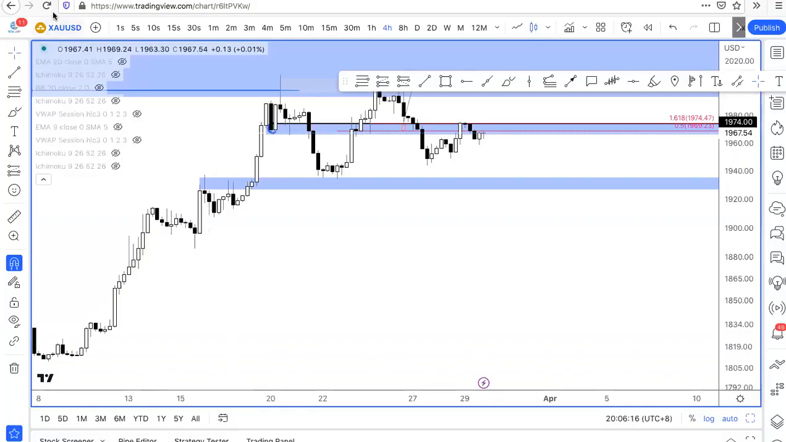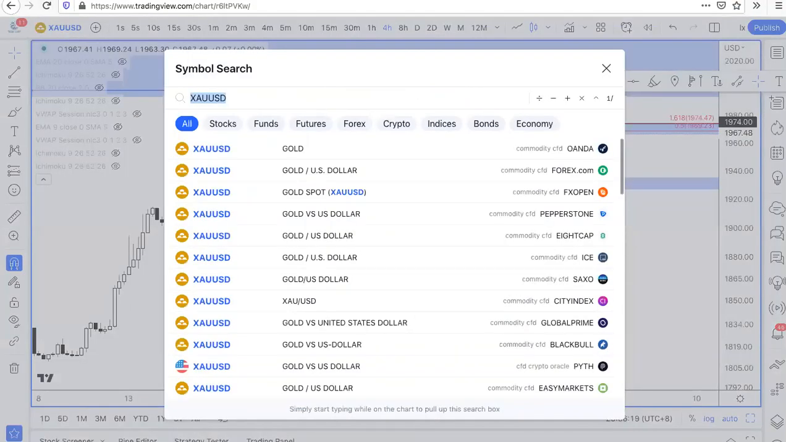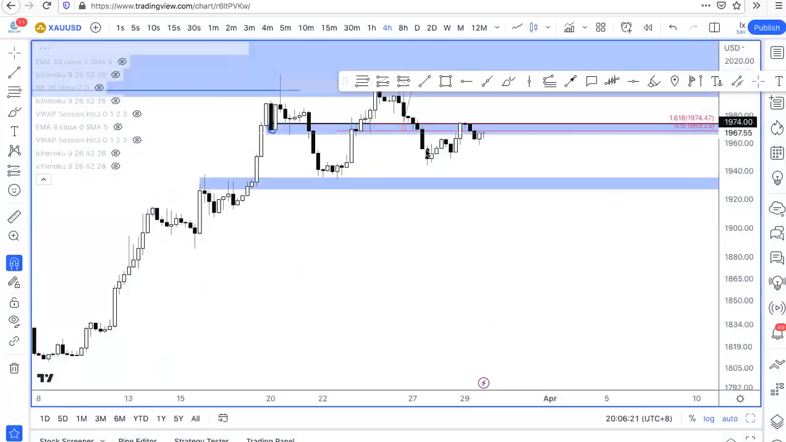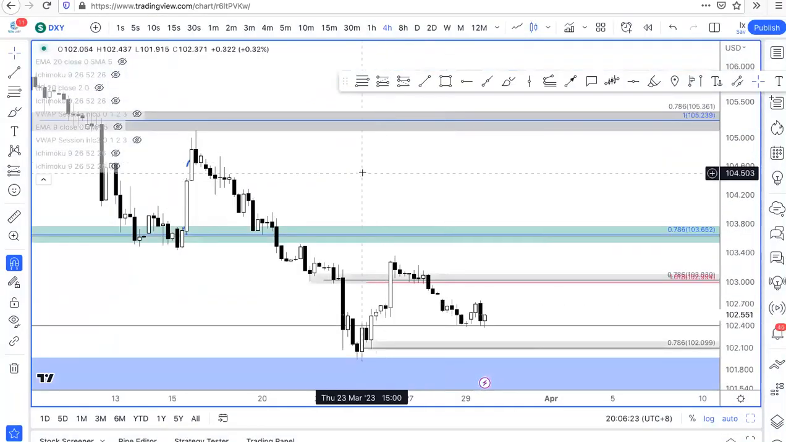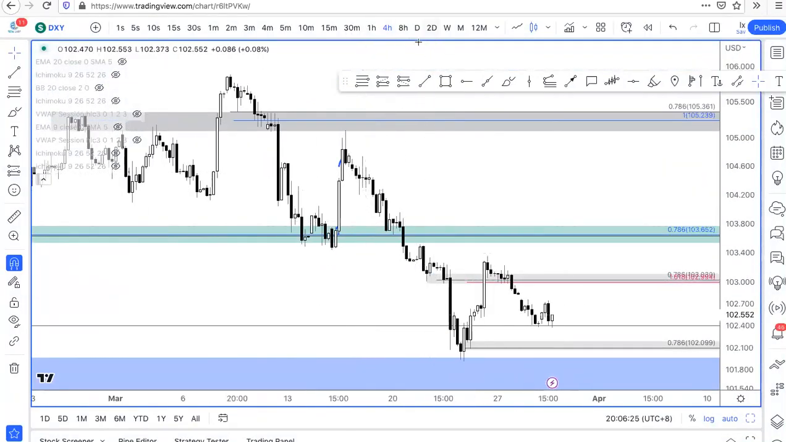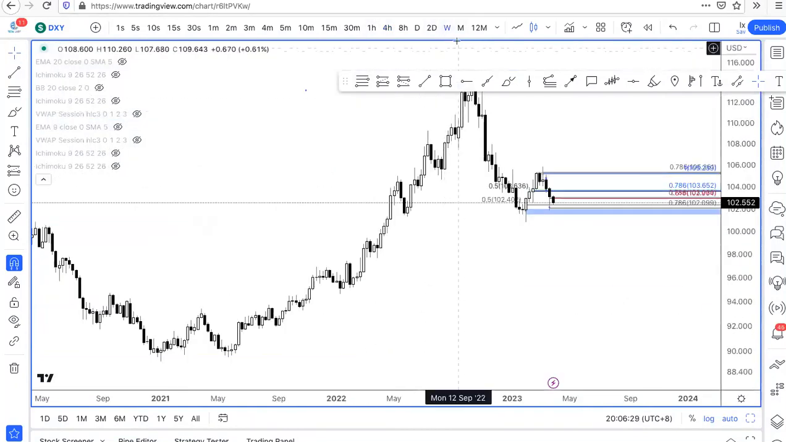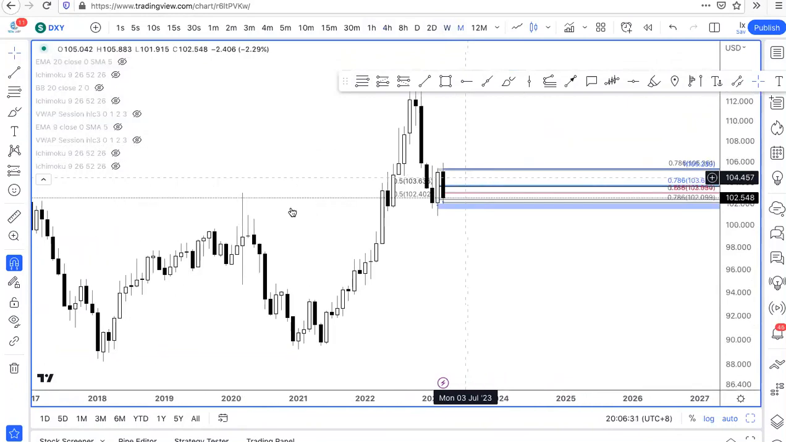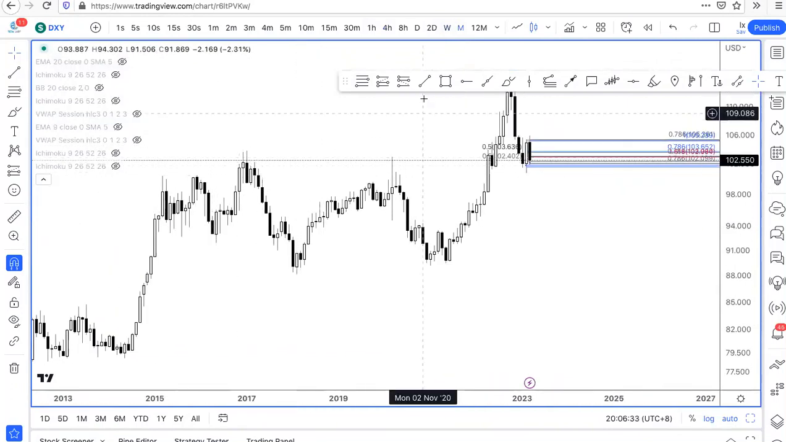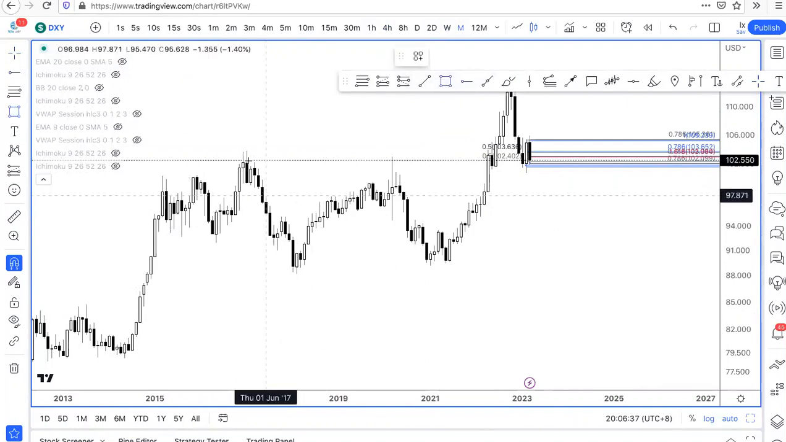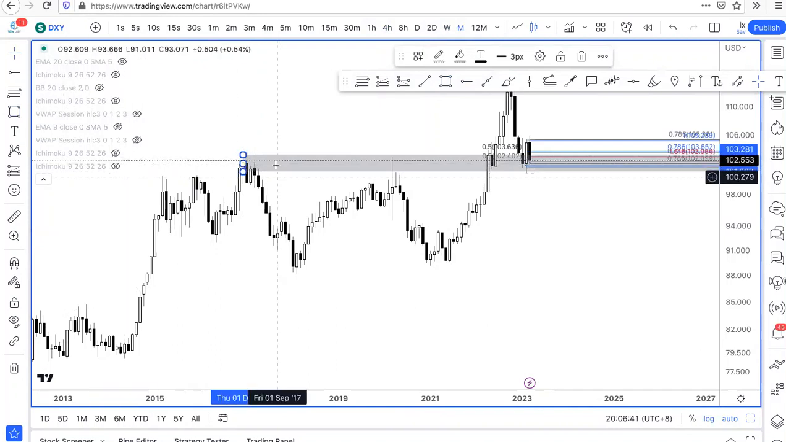Okay, so let's take a look at dollar index for a start. So for dollar index, you can see that prices are still hovering around this range. So let's start from our higher time frame first. So if we're on our monthly, you can see that prices are sitting on a key level. So if I were to just highlight this region, you can see that this was the previous support level. So prices sat on this level here.